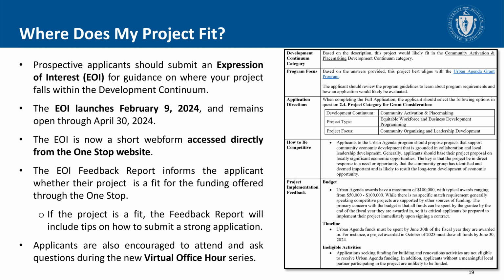But the expression of interest form is launching on February 9th. The big change here is that the form will now be available directly on mass.gov at the Community One Stop for Growth webpage. And all prospective applicants will be able to complete these forms right on the website.